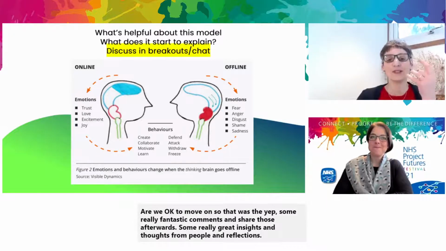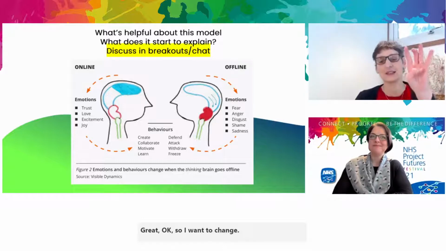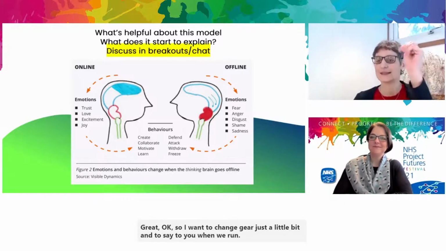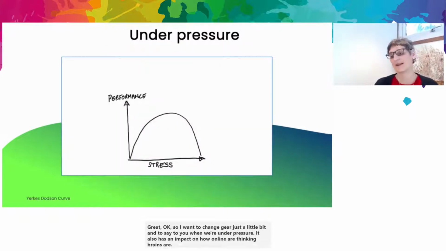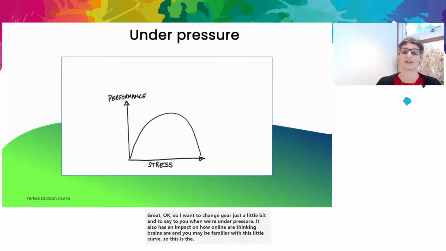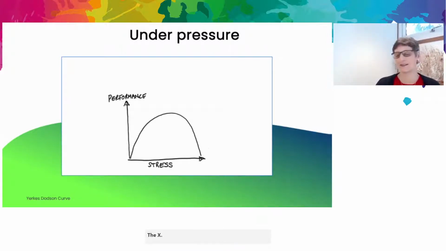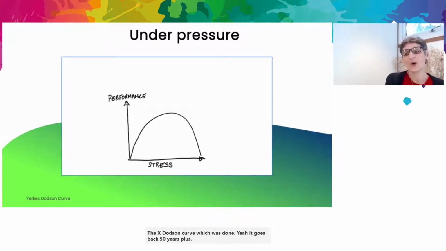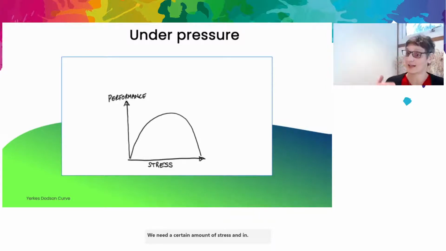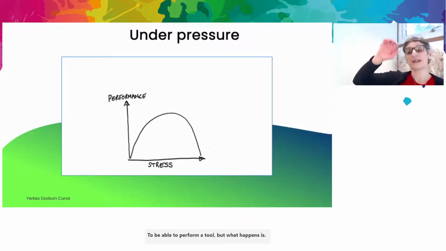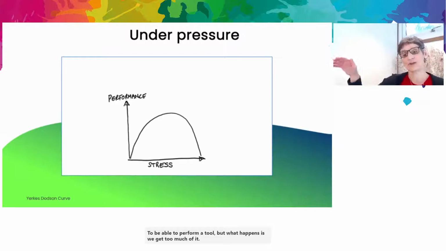Great. Okay, so I want to change gear just a little bit and to say to you, when we're under pressure, it also has an impact on how online our thinking brains are. And you may be familiar with this little curve. So this is the Yerkes-Dodson curve, which goes back 50 years plus, a long time back. And this notion that we need a certain amount of stress. Stress per se is not a bad thing. We need a certain amount of stress and stimulation, if you like, to be able to perform at all. But what happens is, if we get too much of it, our performance starts to drop off quite rapidly.